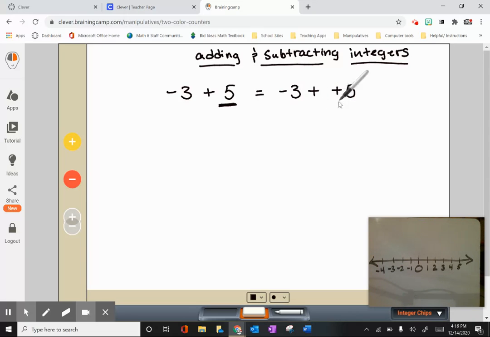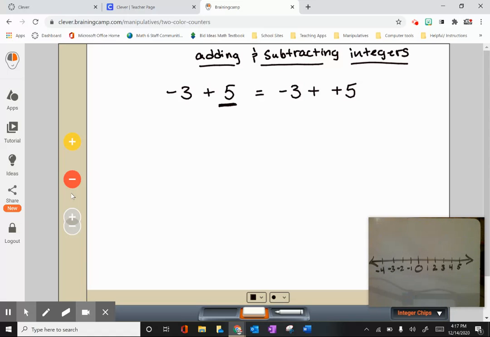The positive sign is inferred. It's just assumed that it is positive since there is no negative written there. So when it's negative, the negative sign needs to be there. If it's not there, we assume that it is a positive number. So we're trying to figure out what negative 3 plus 5 would end up being, how we can show that on the number line, and how we can show that using counters.